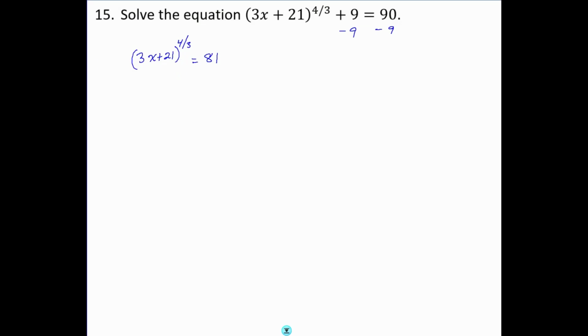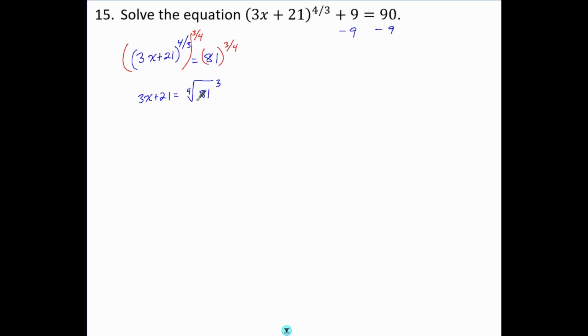Well, what would the inverse be of 4/3? I want to think, okay, what is going to make this a 1? What can I multiply by this fraction to make it a 1? We can multiply this by the reciprocal, 3/4. We can do the same thing to both sides and raise each side to the power of 3/4. Those are inverses, and I'm going to end up with 3x plus 21 equals, well, right here I have basically the 4th root of 81 cubed.